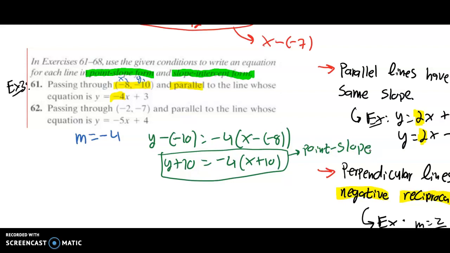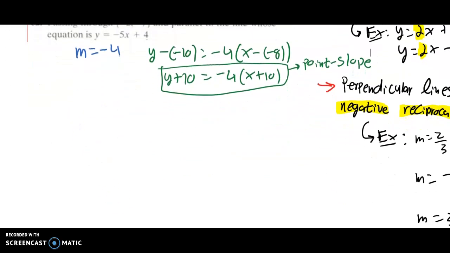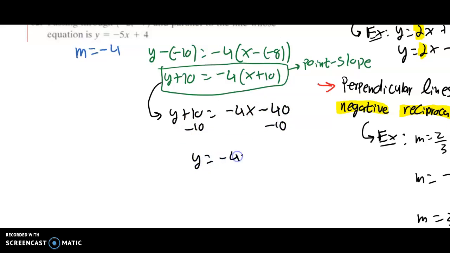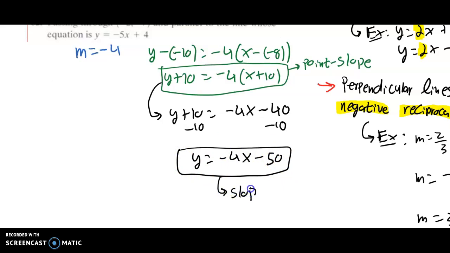To go from point slope form to slope intercept form, we're going to isolate our y. So I've got y plus 10. I need to distribute this -4. -4 times 10, -40. Take away this 10. And we get y is -4x minus 50. Here is our second answer. This is our slope intercept form. Pause here and catch up with the notes if you need. I'm going to erase to create space.